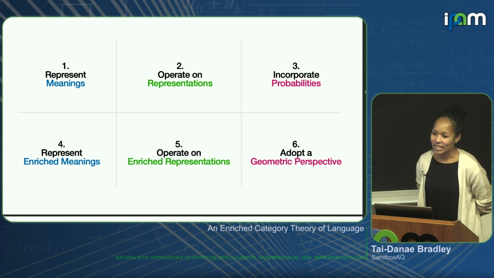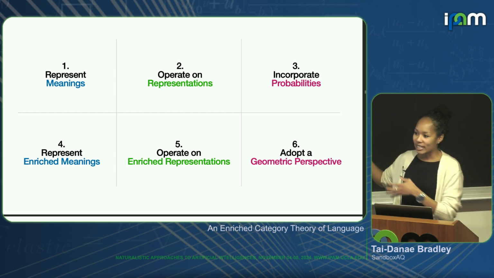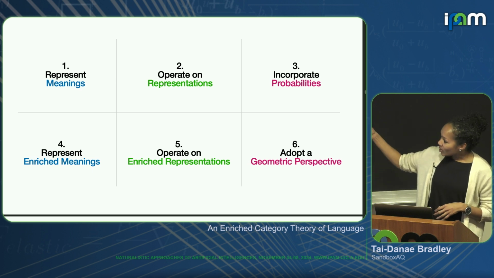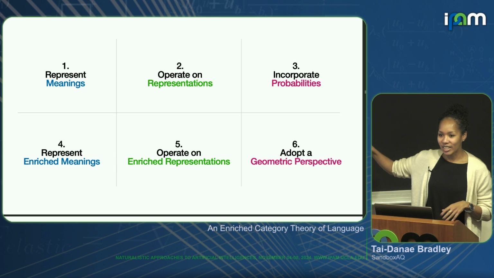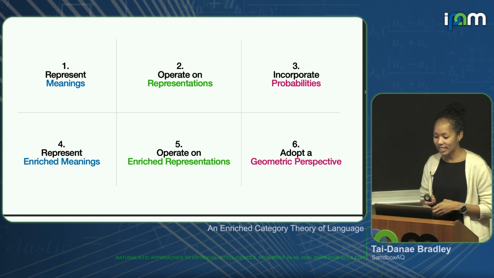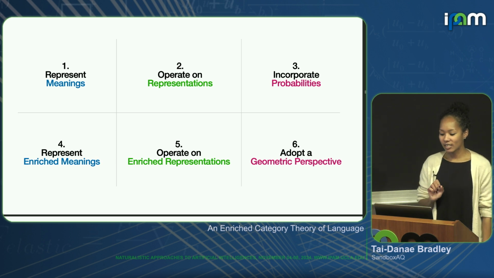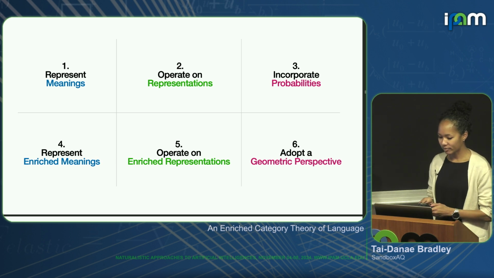There's ways to represent meanings, which I will explain in a second. There's ways to operate on those representations. This is all before we've incorporated these probabilities that we're going to unwind in a second. Once you do that using enriched category theory, then you can repeat items 1 and 2 and do the richer version of that. And then at the end, I'll share with you how to change from probabilities to a more geometric perspective.